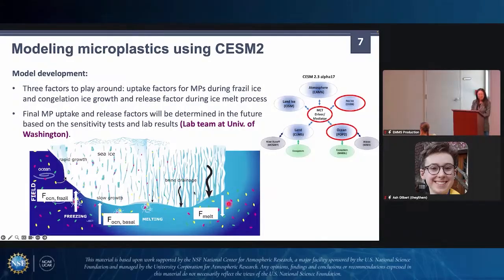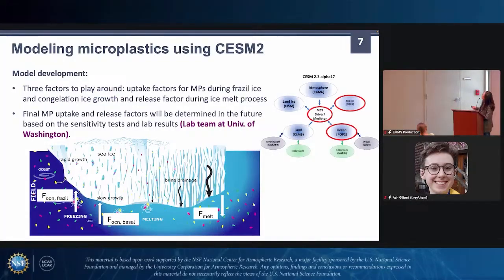Currently, the observations typically have no knowledge of ice history to really understand how observed concentrations relate to these parameters. So to address this, we are collaborating with the lab team from the University of Washington who grow ice artificially in a tank with microplastics to investigate these parameters. So we will decide on these final parameters in the near future based on our sensitivity tests and lab results. But here we just assume the same amount of microplastic concentrations in the sea ice as in the ocean, with an uptake factor.